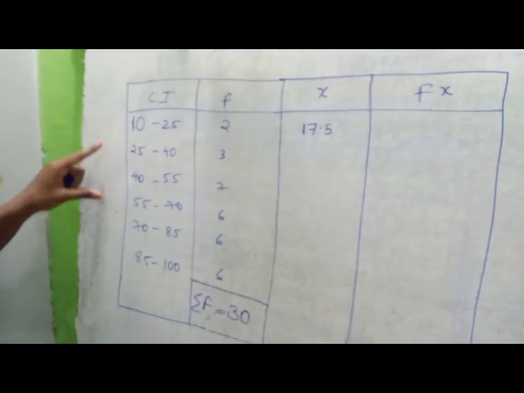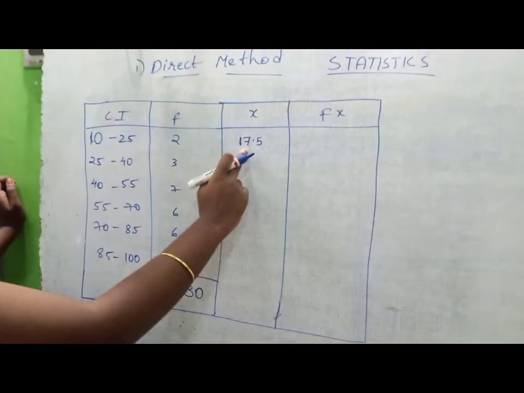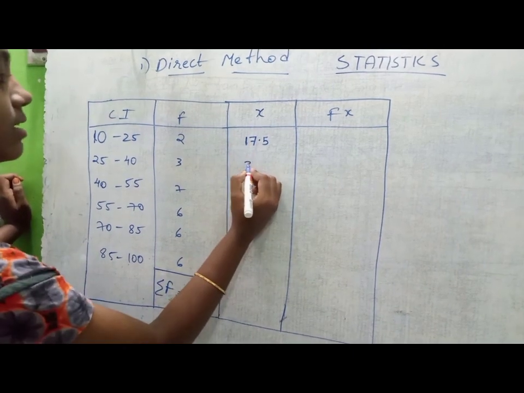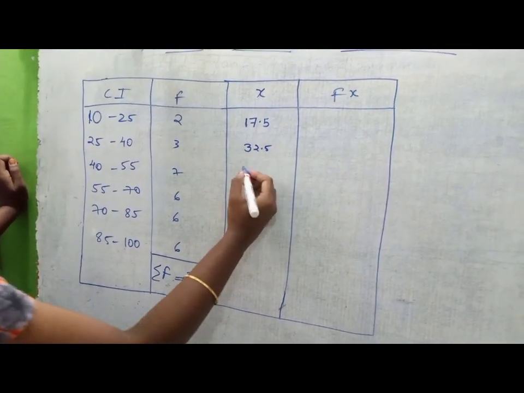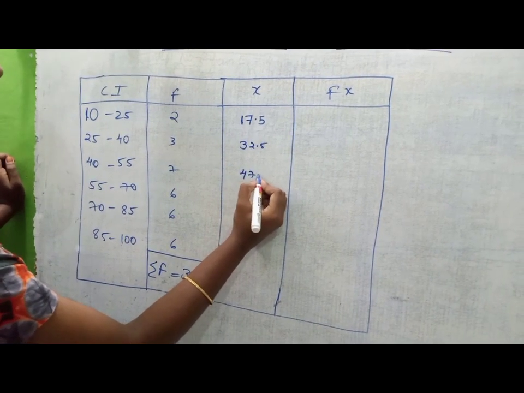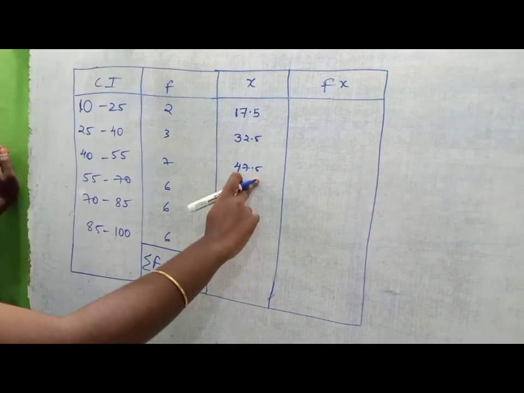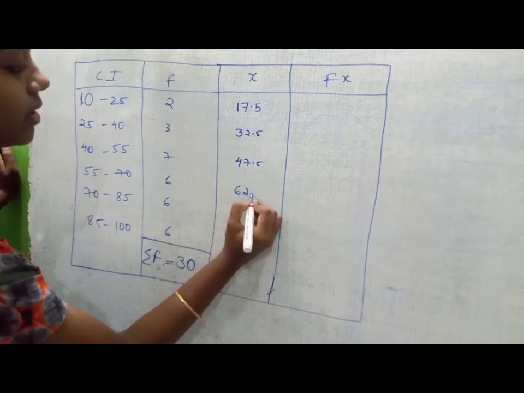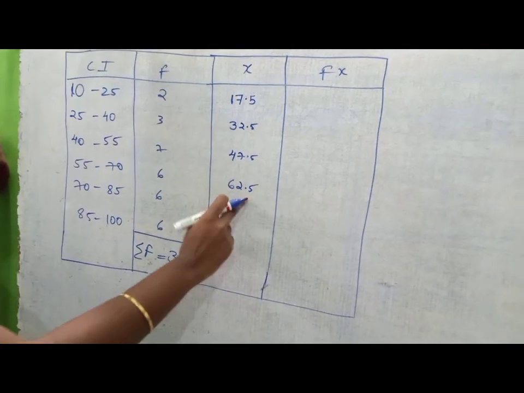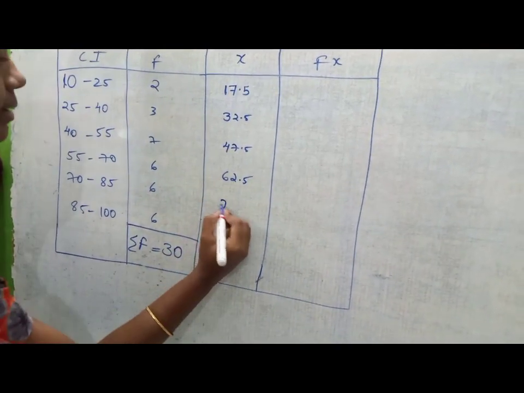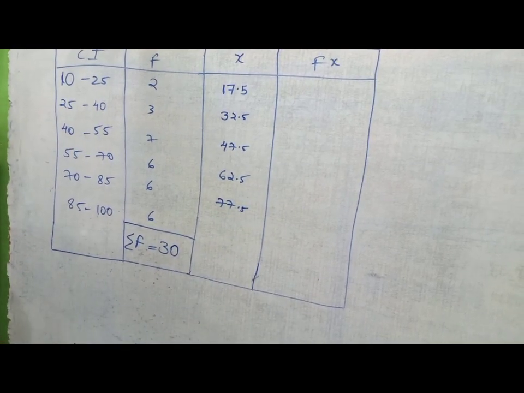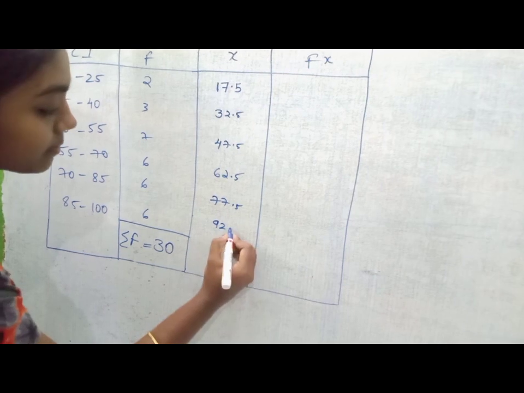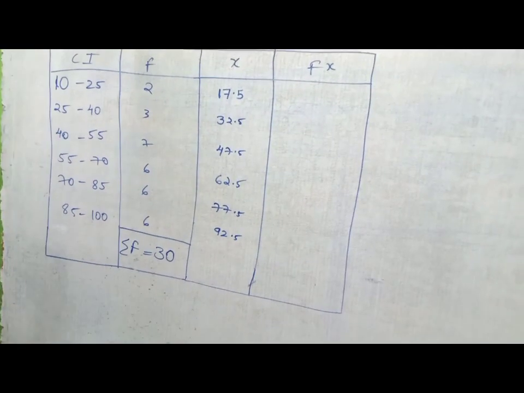Here height is 15. So we should add 15 to this number. It's 32.5. 32.5 plus 15 is 47.5. 47.5 plus 15 is 62.5. 62.5 plus 15 is 77.5. 77.5 plus 15 is 92.5. Like this we have to find the value of x.